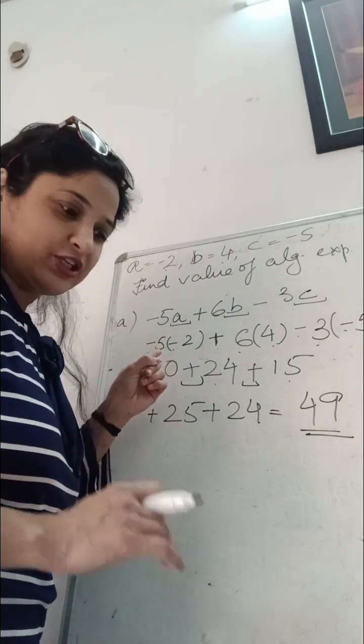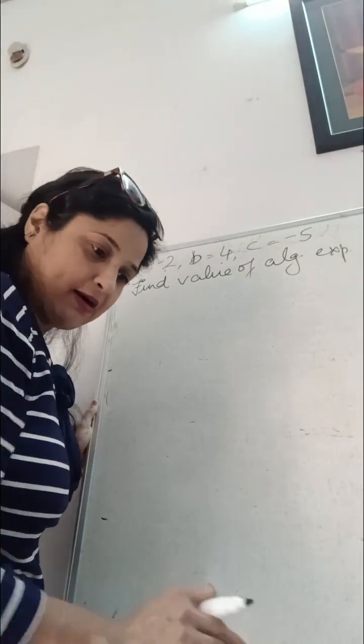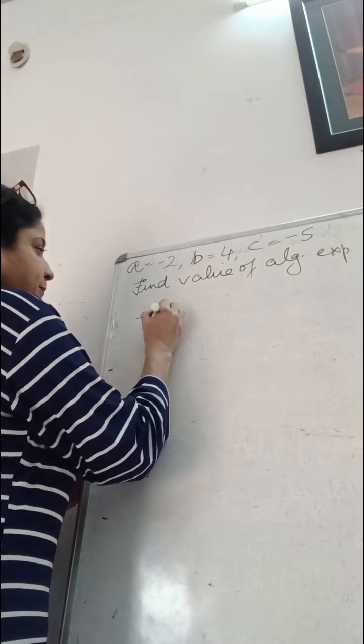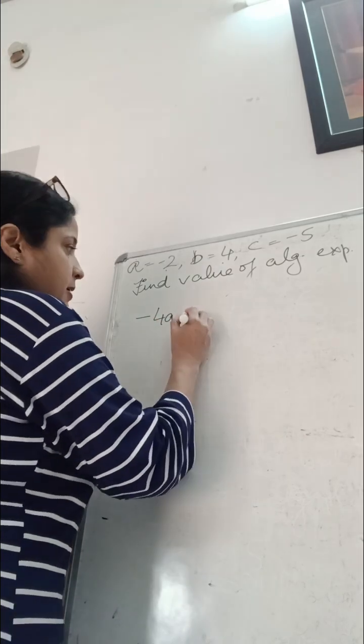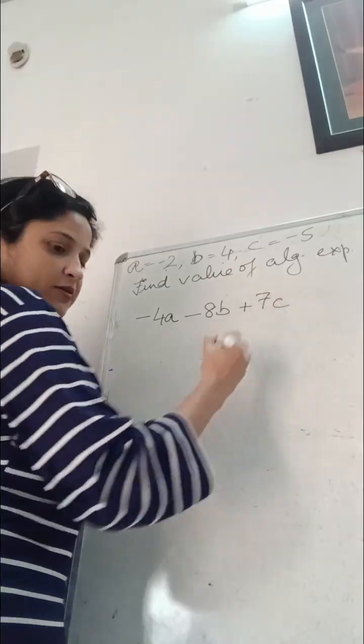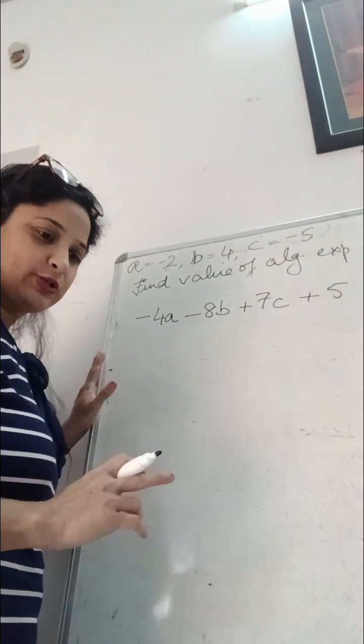Okay, this was one algebraic expression that I have explained to you. Now, let me come to the other expression. Let us take this example now. -4a minus 8b plus 7c and plus 5. Okay, you know the values have been given.